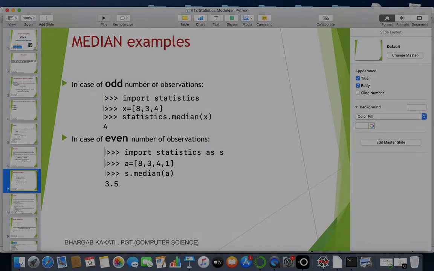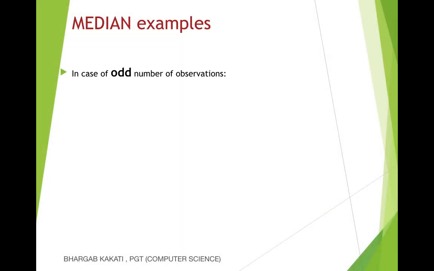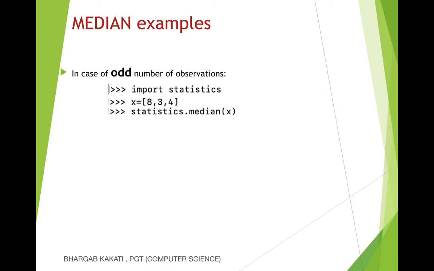Let's quickly go through the examples which we have already done. So in case of an odd number of observations, import statistics. Let's say I am giving x equals to 8, 3, 4, and for calling the function, I have written statistics.median x. So I am getting the result as 4. How I have got 4? I have already explained it to you.